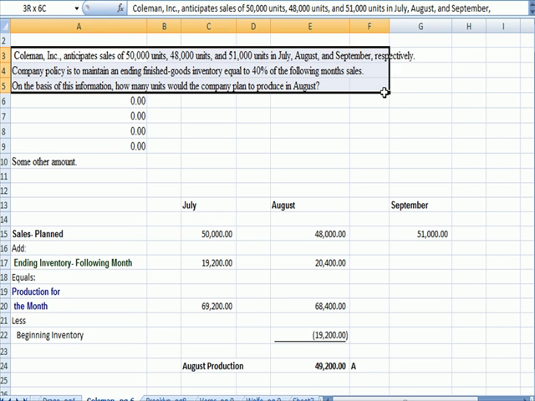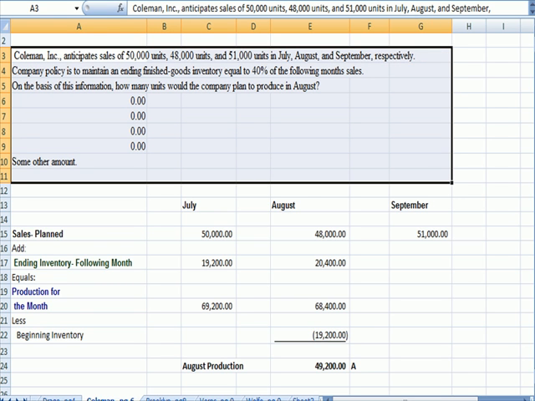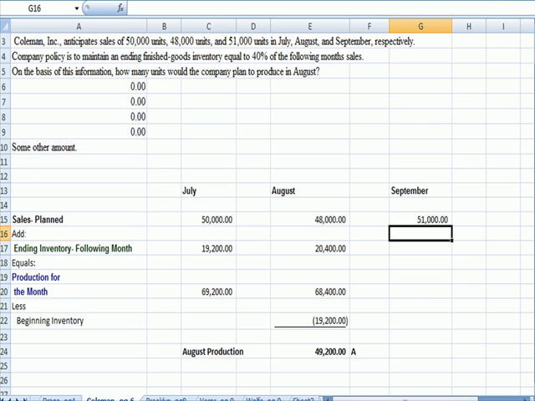The question stated here at the top. So you can set up this sort of template to plan the production. So here's August. 48,000 units we're expecting to sell. But we also have to maintain 40% of the September sales in blue. We want that by the end of August, so we add on 20,400. That's what we're going to produce for the month.